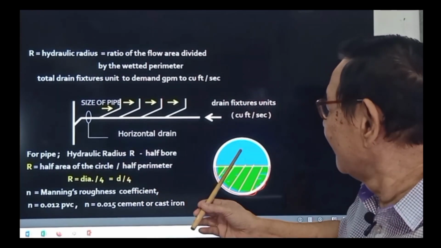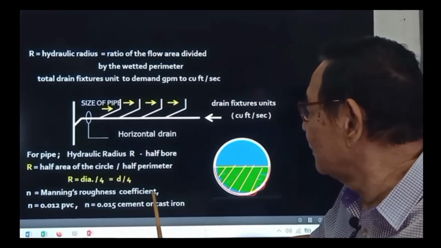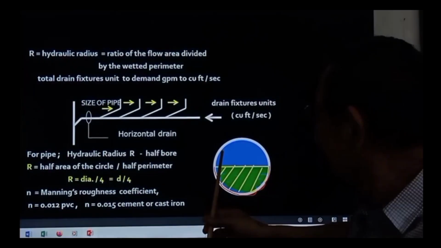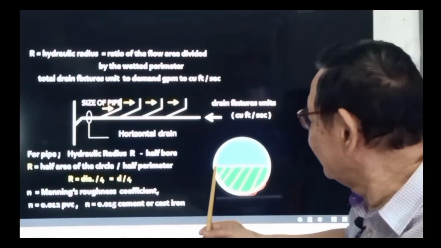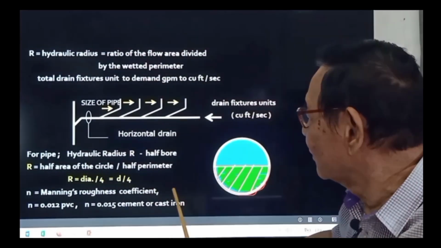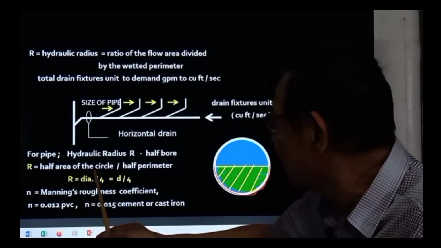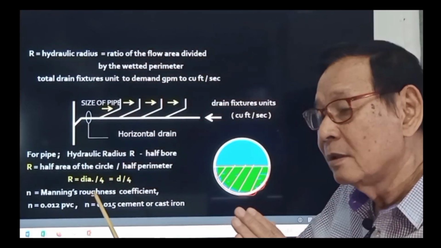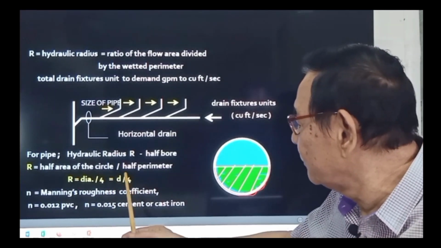So the half full flow or half bore, the hydraulic radius is equal to the area of flow of water divided by the wetted perimeter of water. So this one is the hydraulic radius, which is the half area of the circle divided by half perimeter, which is D over 4. Full flow is the same, D over 4. Half full flow or half bore, the same D over 4.